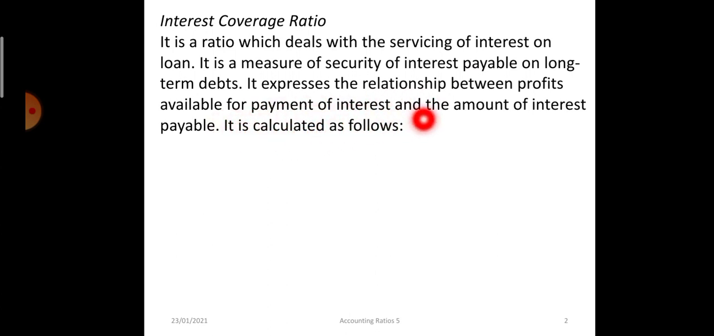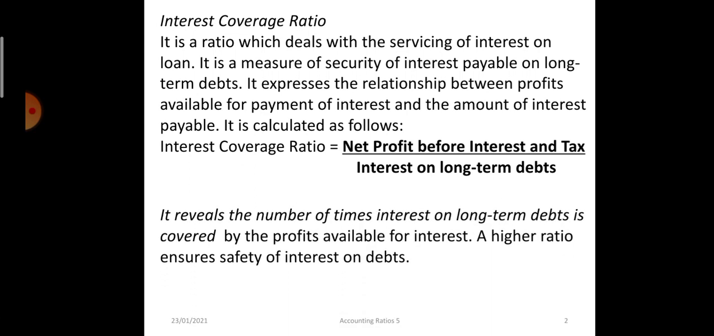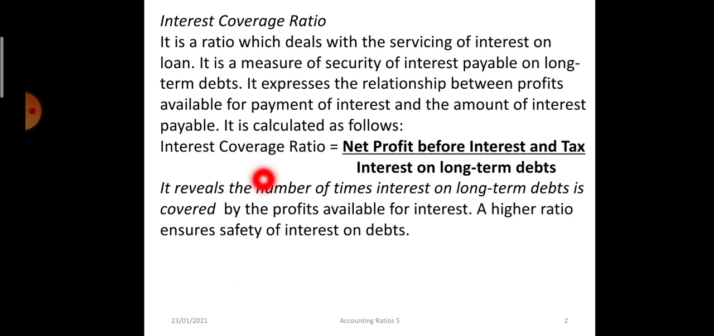The formula for that is net profit before interest and tax divided by interest on long-term debts. And it reveals the number of times interest on long-term debts is covered by profit available for interest. This last line is important. A higher ratio ensures the safety of interest on debts.